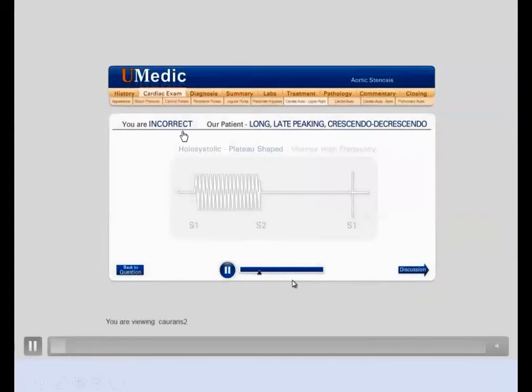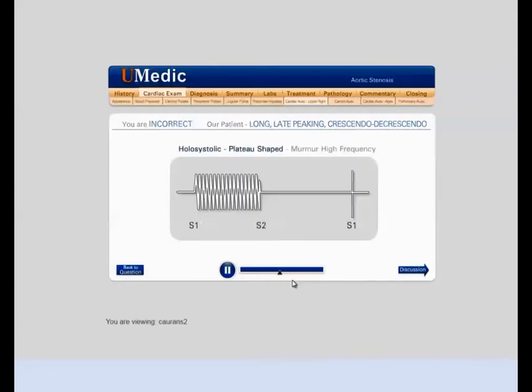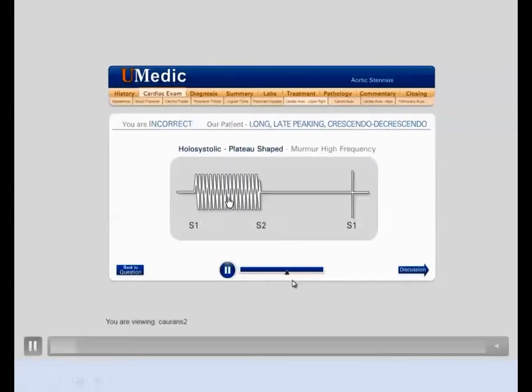say, your answer is incorrect. Your answer refers to a long, late-peaking crescendo. Our patient has a long, late-peaking crescendo-decrescendo murmur, and in your case, this is what you're hearing. So I'm going to put a little bit of volume here so you can hear it. And you can hear that whole systolic murmur, which is very different. So you can contrast between both of these.